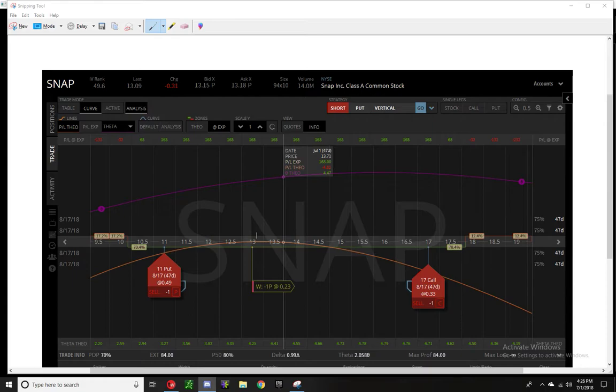Exactly. Yeah, exactly. That is why people don't exercise. It's not lucrative to do that when you could just open up a new position altogether.